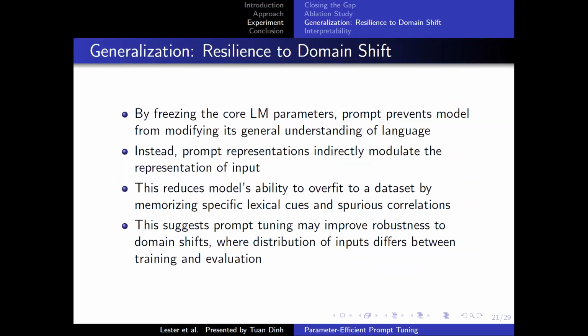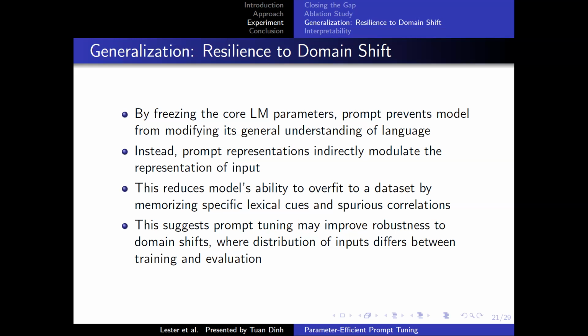By freezing the core language model parameters, prompt tuning prevents the model from modifying its general understanding of language. Instead, the prompt representation indirectly modulates the representation of the input. This reduces the model's ability to overfit to the dataset by memorizing specific lexical cues and spurious correlations. This suggests prompt tuning may improve robustness to domain shifts, where the distribution of inputs differs between training and evaluation.